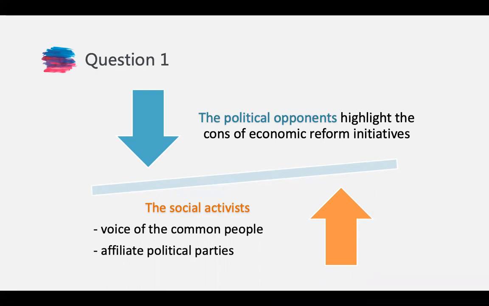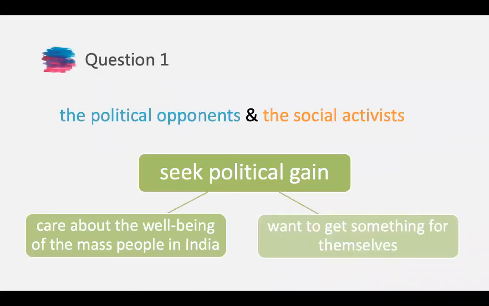The social activists, who are journalists and those from NGOs, on the other hand, may seem like they are the voice of the common people and that their goal is to show where the government is failing and how they could do better. However, in India, media and NGOs have political affiliations. They are associated with particular political groups. Thus, their writings and their rhetoric are influenced by their political affiliations.